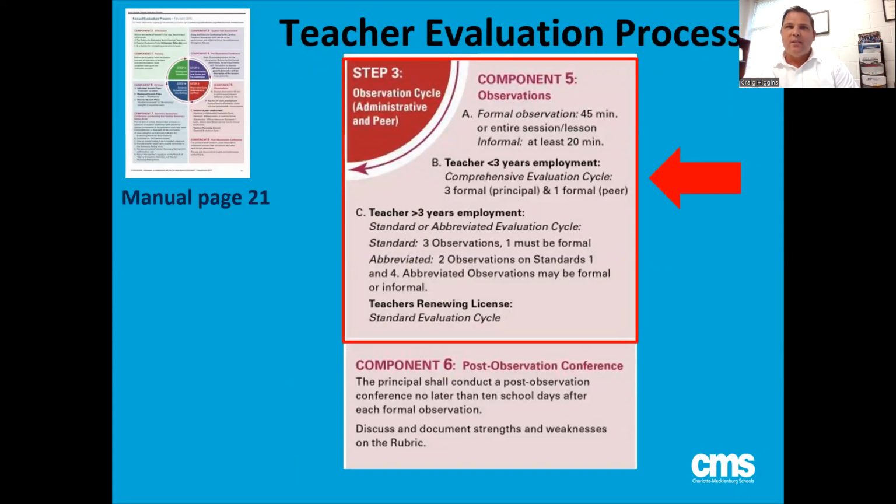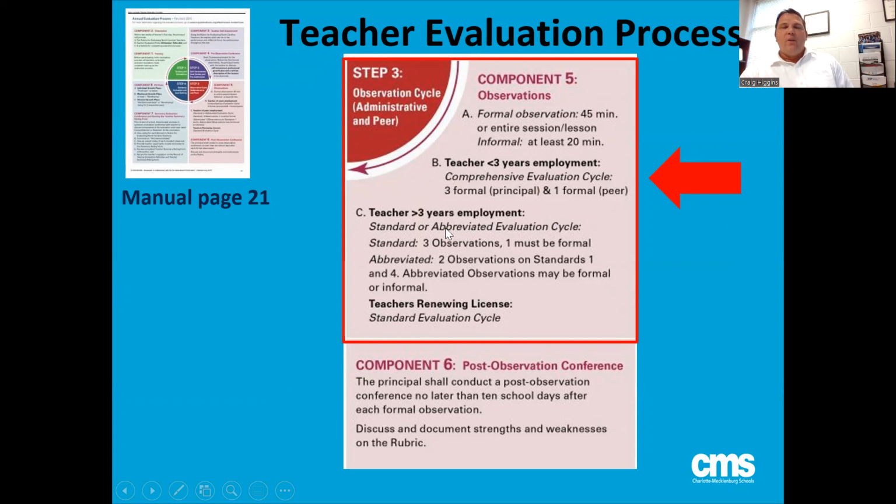All right, step number 3 is the observation cycle. As I mentioned, there are really 3 different ones: the comprehensive observation cycle, the standard, and also abbreviated. Anyone 3 years or under will be in a comprehensive. That means you get 3 formals, either by the principal or assistant principal or dean of students, and you also get 1 formal through a peer observation. Those peer observations are typically done in January or February. So again, if you have 3 years or less, you'll be comprehensive and you'll be receiving 3 formals and 1 peer.